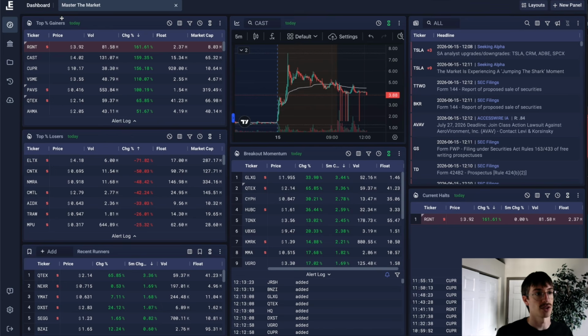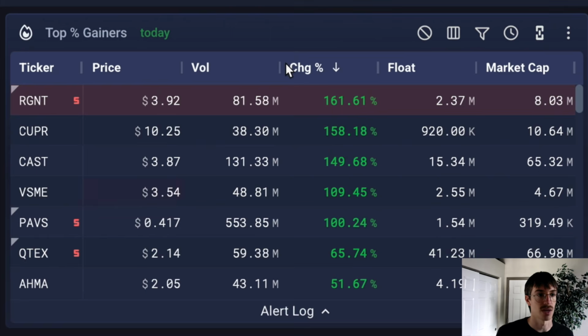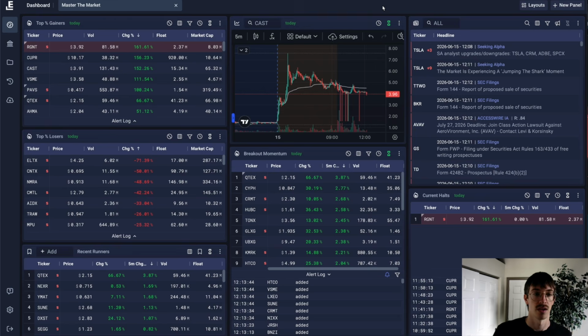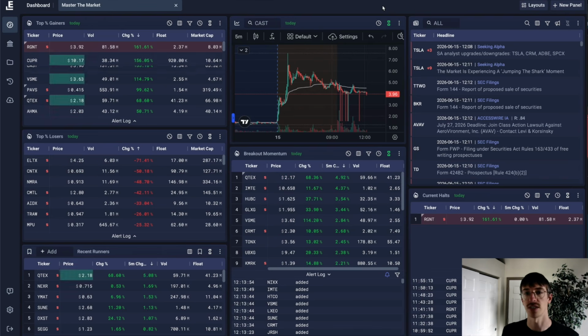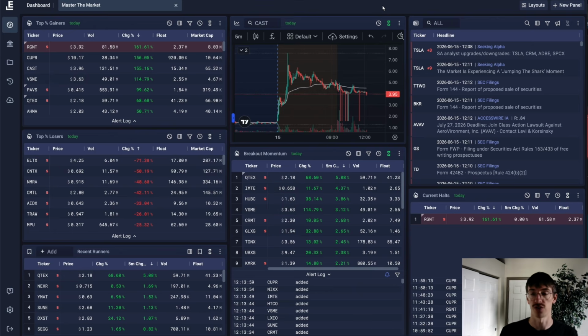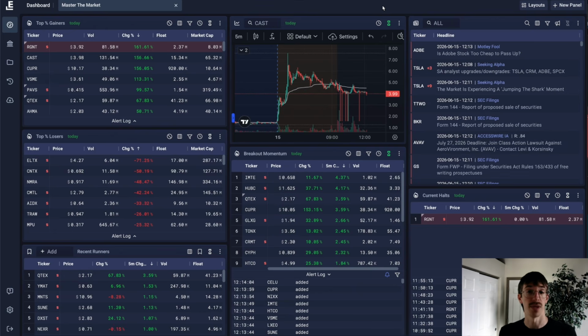For example, today in the top percent gainers, we have RGNT, which is up 160%, CUPR, which is up about 160%. We have CAST up 150%, and so on and so forth, with many stocks up 100%, 50%. And if you think about it, with these large intraday ranges, all of this volatility, all of these big percent gains, even if you're just capturing a small portion of that move with the strategies that you use, you're going to be able to make really solid profits, especially when you compare that to the general market that might only return 10% over an entire span of a year.